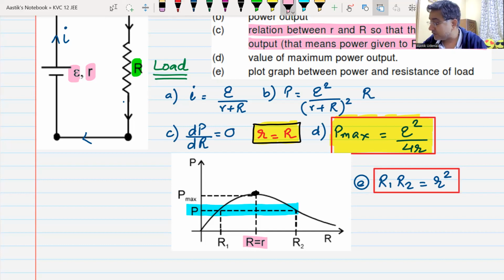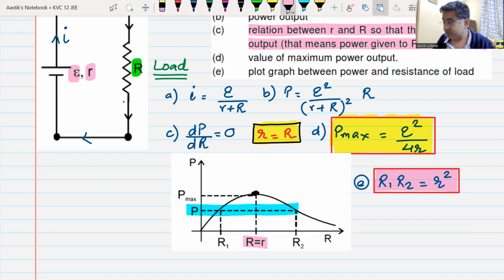And that is why I have shown you this graph. For any given power, there are two values of resistance for which that power is possible, and R1 into R2 will be equal to R square. Okay, do we get this? Yes or no? Yes, sir.